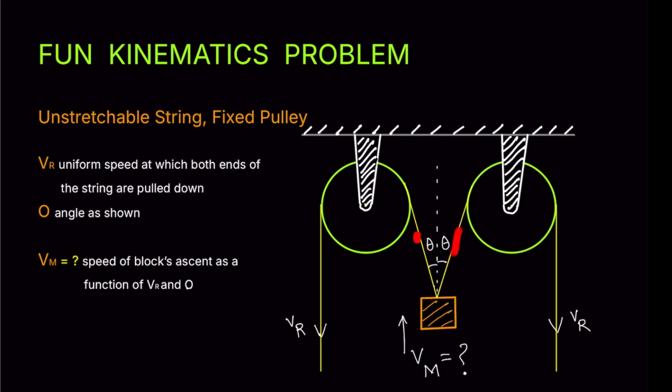These slant parts of the string in the center make angle theta each with the vertical, so things are symmetrical here. We need to calculate the expression for the speed at which the block moves upwards in terms of VR and theta.